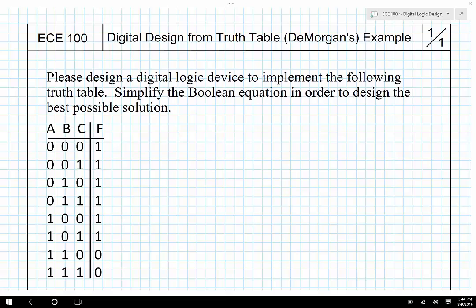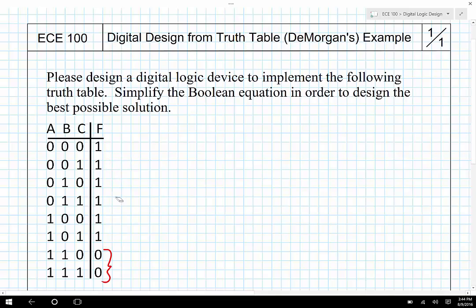For our last example today, we're going to do another digital design from the truth table, but we're going to select one where it's clearly the case that there are more rows that contain 1 than contain 0. And so in this case, it's pretty apparent that if we were to solve this problem using the same technique that we used in the previous video, there would be 6 product terms. Each one of them would have 3 inputs. There'd be a 6-input OR gate. That is not a good solution.